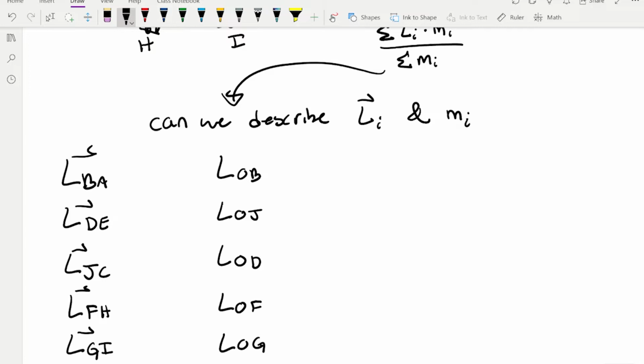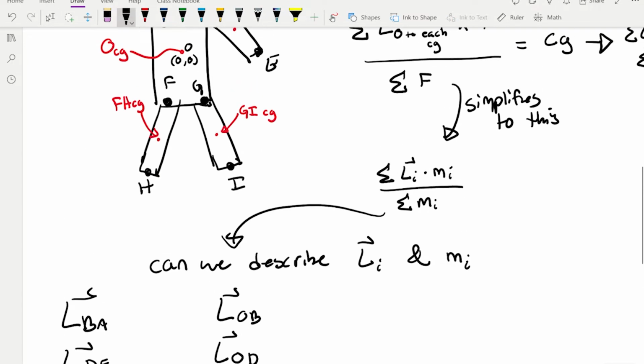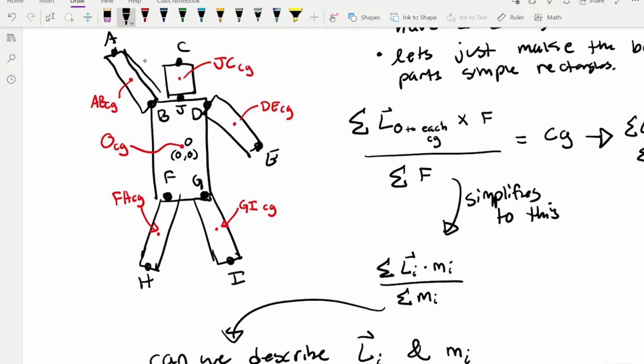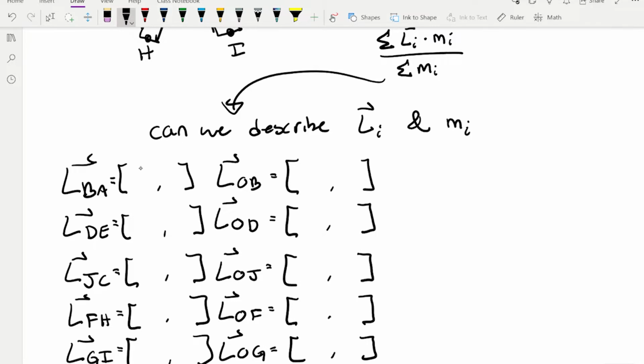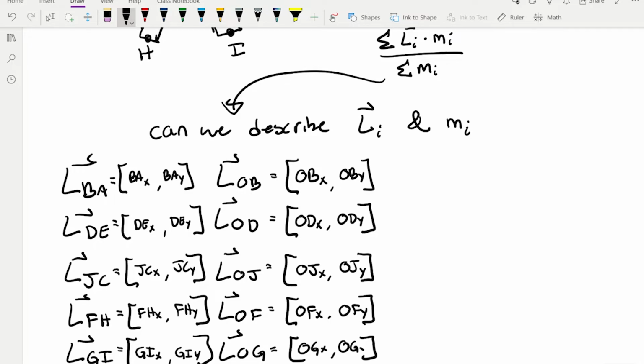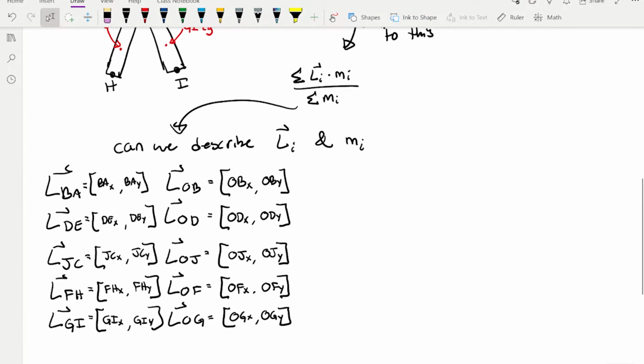Right. So let's actually flip these around. It's going to be convenient. So if we can describe the vectors B to A, D to E, J to C, all these vectors, and also O to B, O to J, O to D, O to F, and O to G, let's say we have those vectors as just variables. I say we describe them that way.